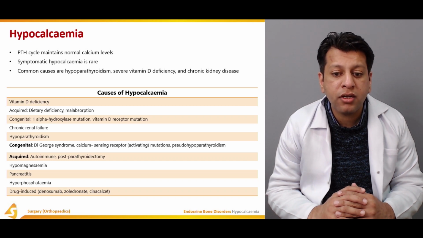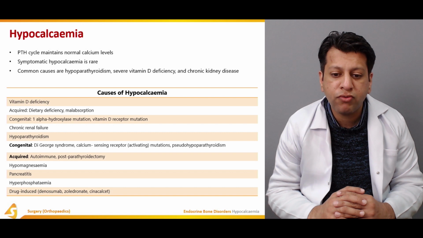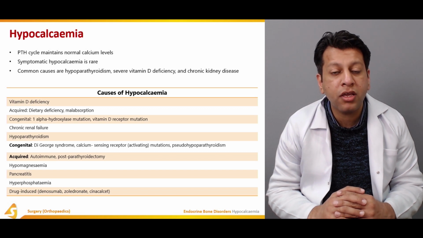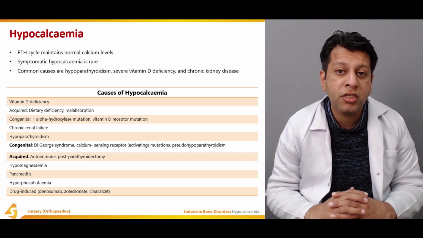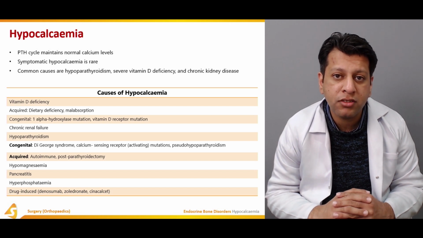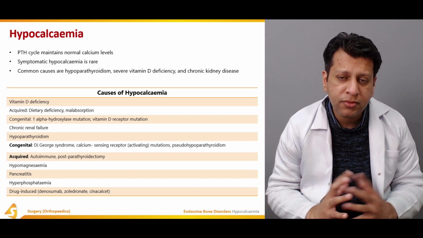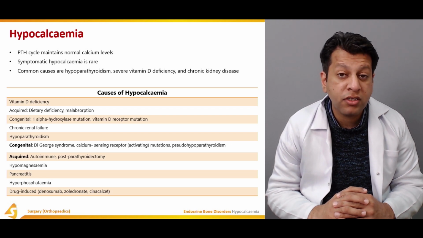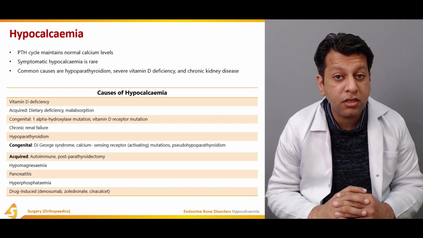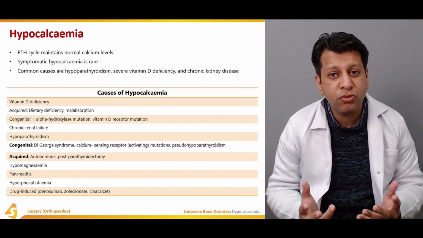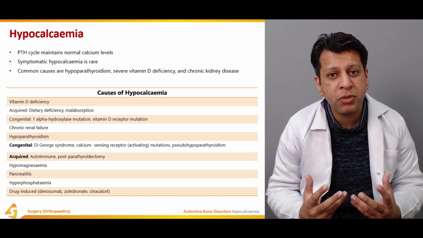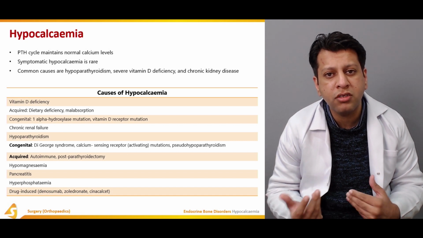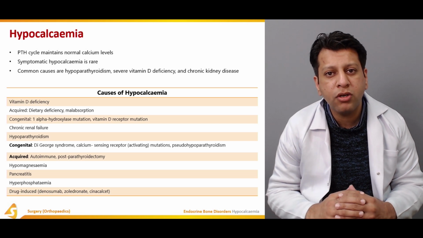Denosumab and zoledronate are examples. Zoledronate is a bisphosphonate, and denosumab acts on the RANK receptor, that is receptor activator of nuclear factor kappa B ligand, which is present on osteoclasts and is inhibited by denosumab. Osteoclastic activity is inhibited, and once osteoclastic activity is inhibited, this results in decreased resorption of bone. Once bone resorption is decreased, the calcium present inside the bone cannot be released into the serum. This will eventually lead to hypocalcemia.